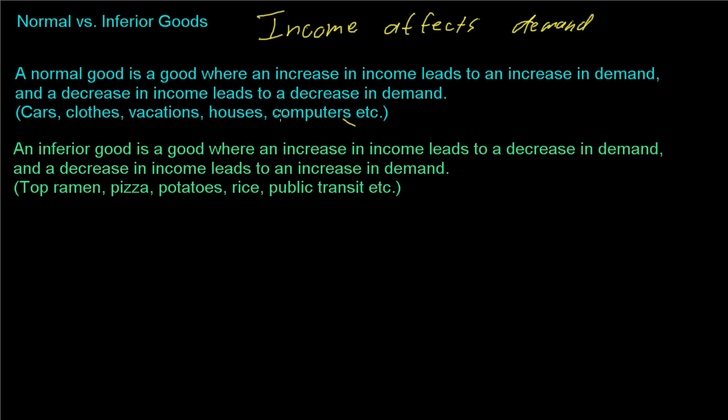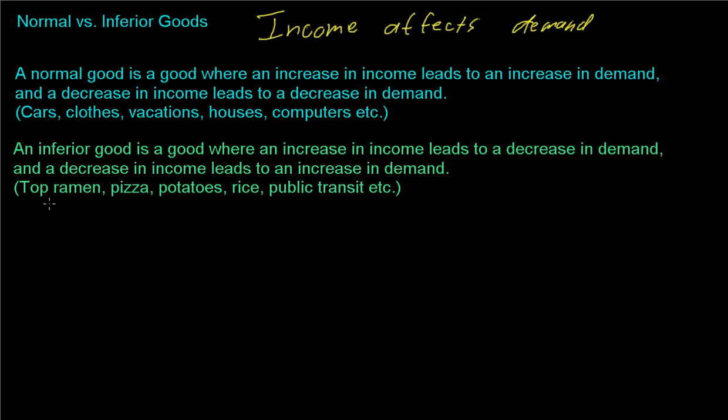Now we have inferior goods, and an inferior good is the opposite of a normal good. An inferior good is a good where an increase in income leads to a decrease in demand. So this is saying if you get wealthier, you buy less of it. And a decrease in income leads to an increase in demand. So if you have less money, you buy more of it.